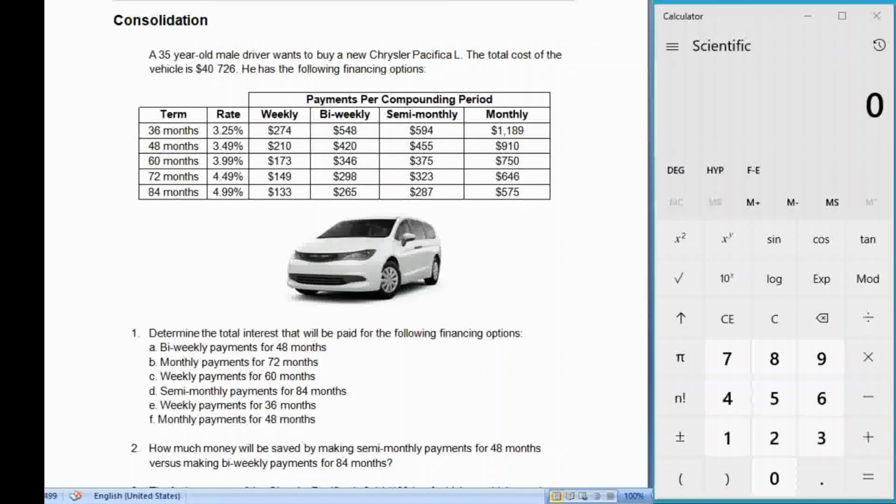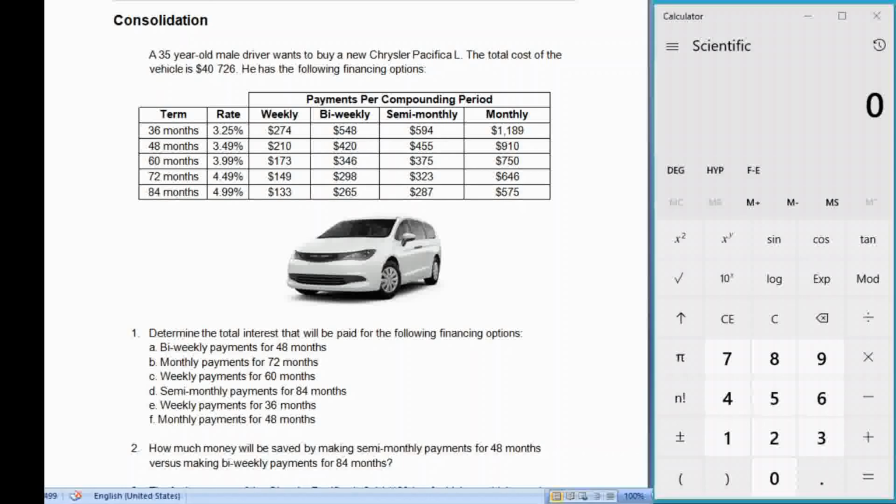What our assignment's going to look like is this here. So we have a 35-year-old male driver. So all the insurance rates are going to be based on a 35-year-old male driver. And all this financing is going to be based on a Chrysler Pacifica Model L. And it says the total cost of this vehicle is $40,726. And the financing options here, ranging from 36 months to 84 months, are listed.